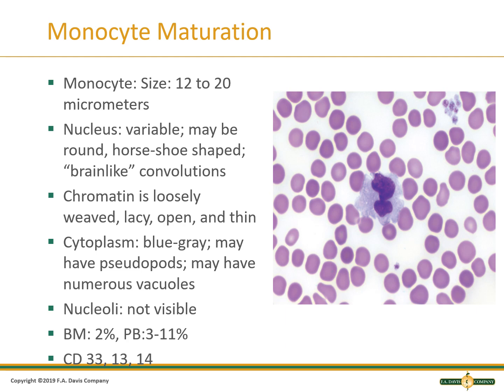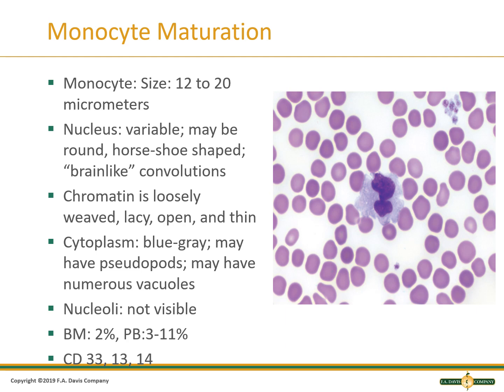This is the same image of the mature monocyte. I just blew it up a little bit bigger on this slide. It's going to be the same size, 12 to 20 micrometers. The nucleus is variable. It's going to be all different types of shapes. It can be round. It can be like a horseshoe shape.